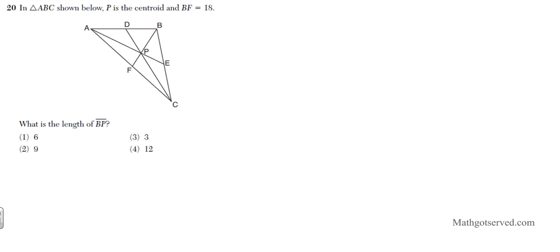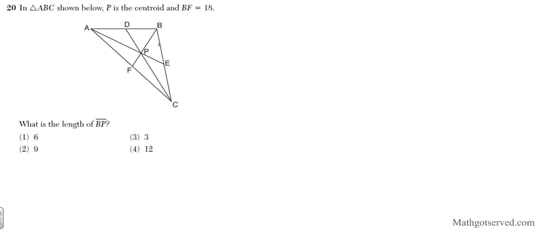All right, let's take a look at the last one. All right, so it says in triangle ABC, shown below, P is a centroid and BF is 18. What is the length of BP? So we're going to basically use the triangle centroid theorem.